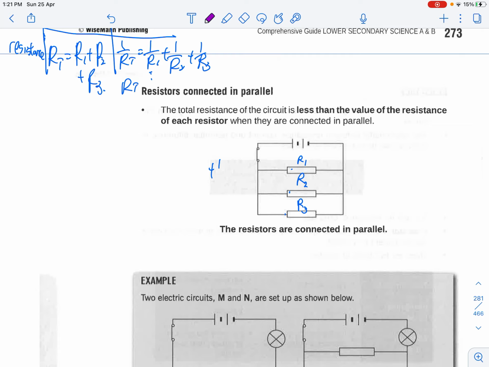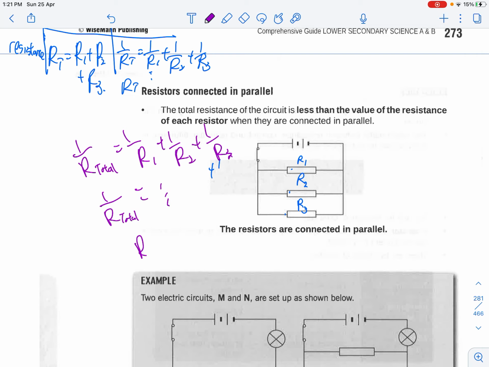However, if it's in a parallel arrangement like this, then you have to take the sum of the reciprocal of the resistance, meaning 1 over RT, the total, equals 1 over R1 plus 1 over R2 plus 1 over R3. After you have calculated, please remember to flip your answer again to find the total resistance. This step is usually missing in a lot of students' work.